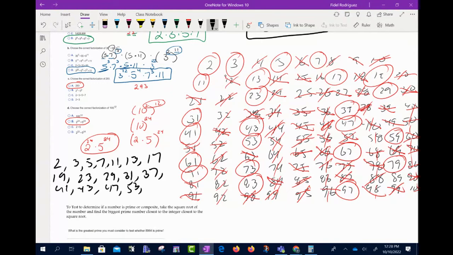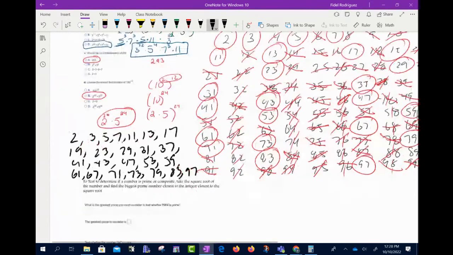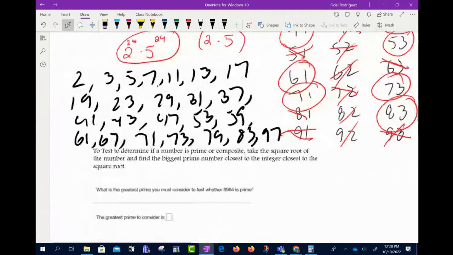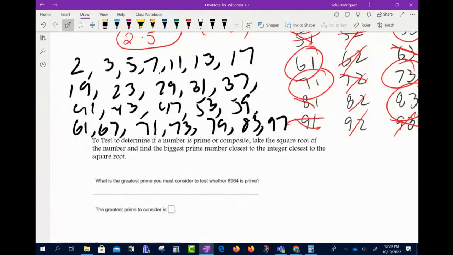let's see, 53, 59, 61 and 67, 71 and 73, and 79, and what, 83 and 97? Okay, so what did I do here, guys? We just made a list of the first prime numbers between 1 and 100. Those are the prime numbers, right?